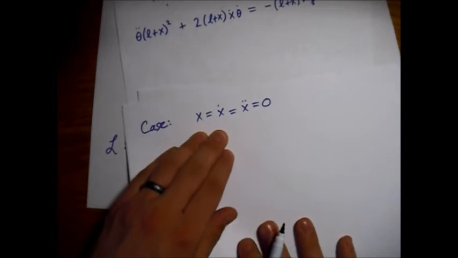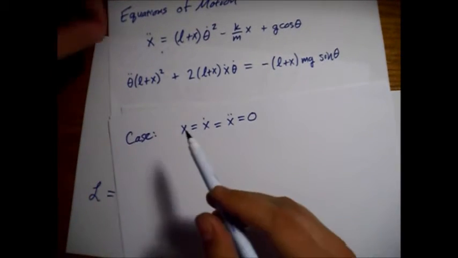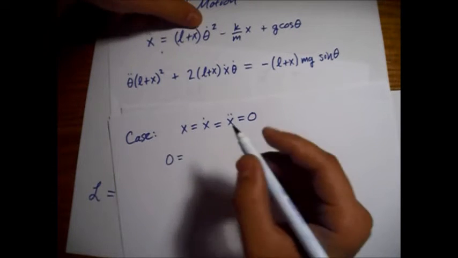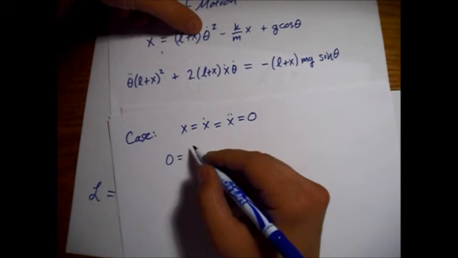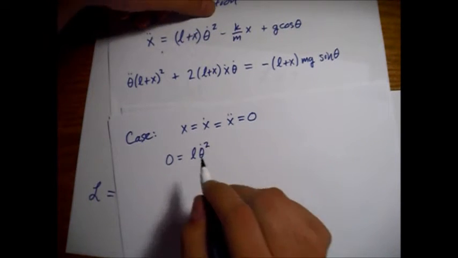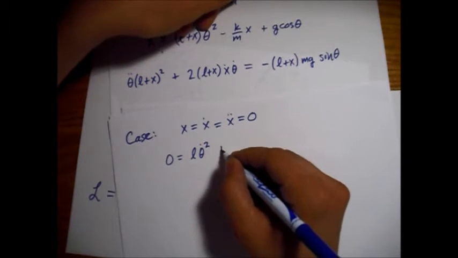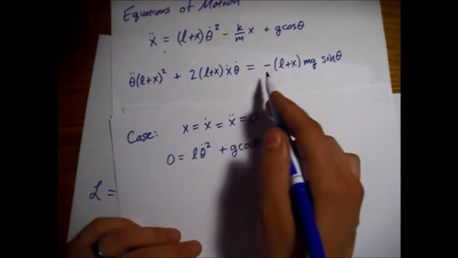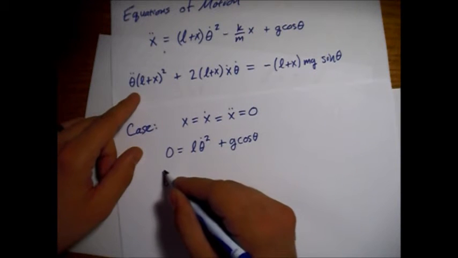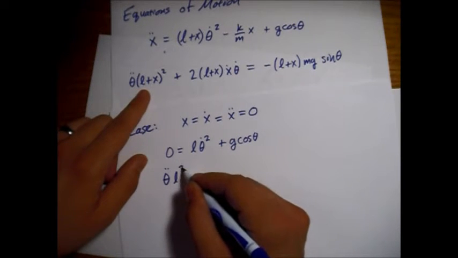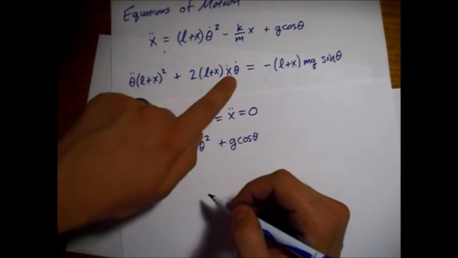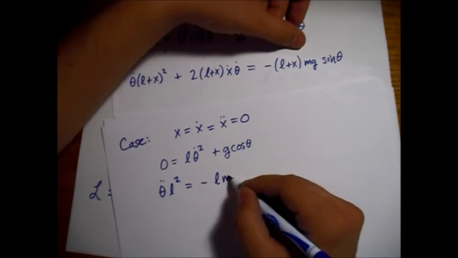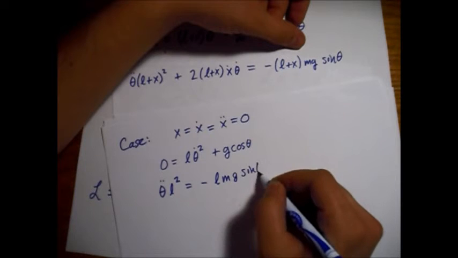We're going to set all of the x parts equal to 0. Let's see what we get. Looking up here at this one, I have 0 equals, okay, this x goes to 0. We're left with L theta dot squared, this part goes to 0, plus g cosine of theta. And for this one, we have a theta dot L squared. This will all go to 0 because of this x dot, and equal to minus L m g sine of theta.